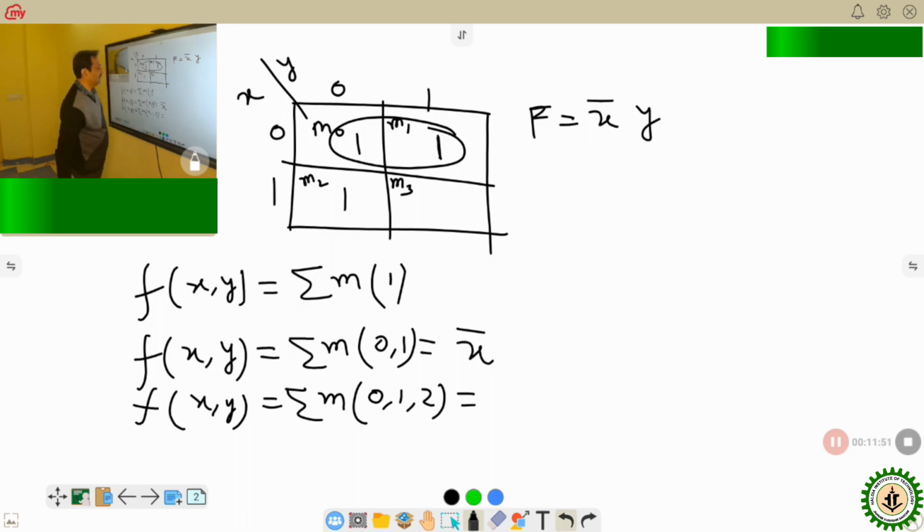So what is the K-map? What is the simplification of the Boolean function? So this is one group and this is another group. Now the group will consist of 2 to the power n cells. So that means either the group will be 2, or the group will be 4, or the group will be 8.